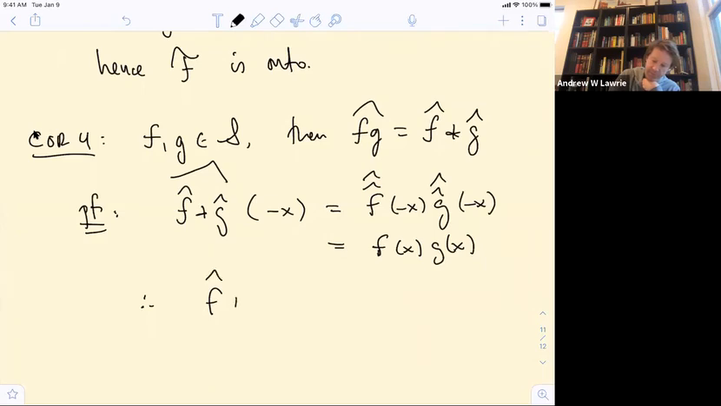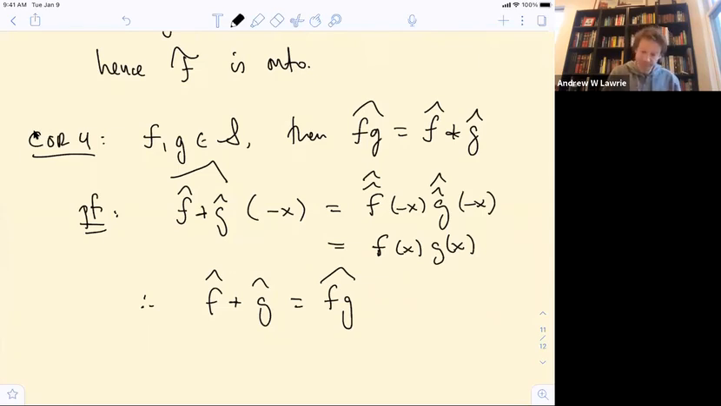f g hat is equal to f hat convolve g hat. So again, this is all following from the inversion theorem.